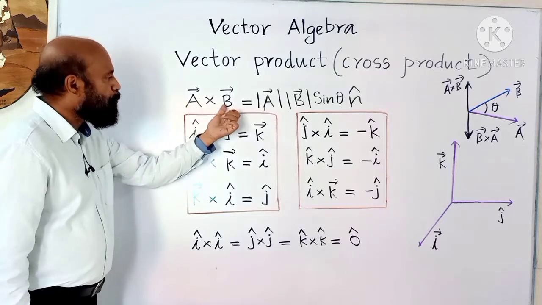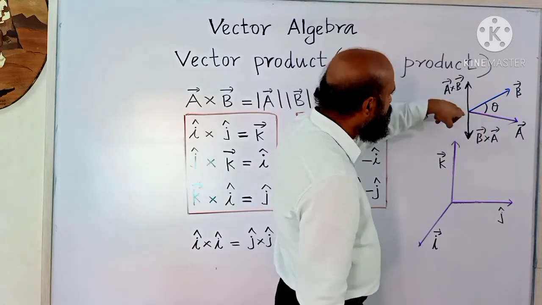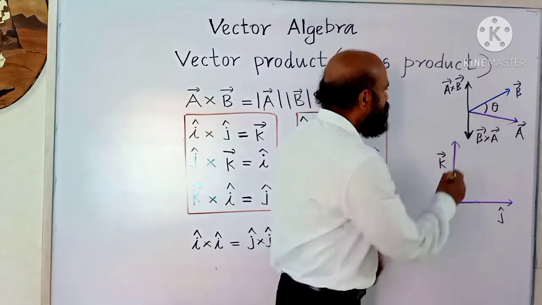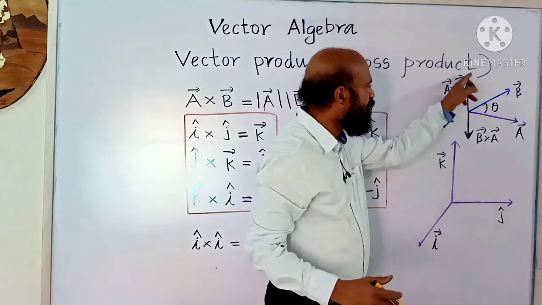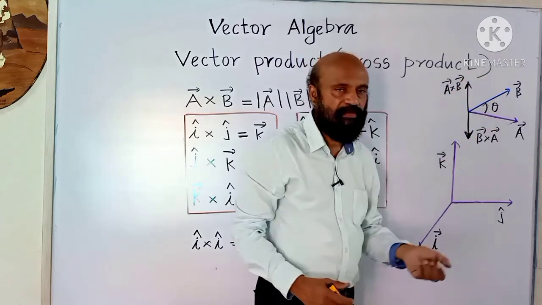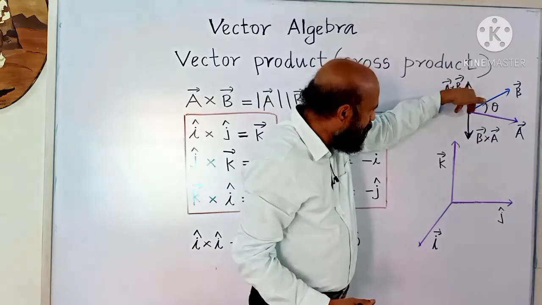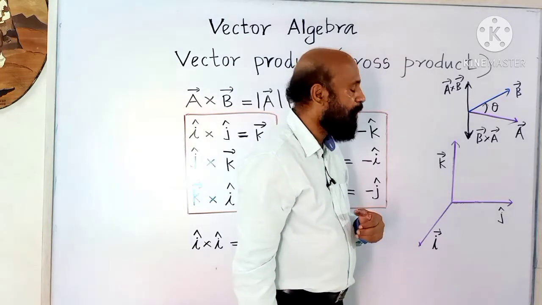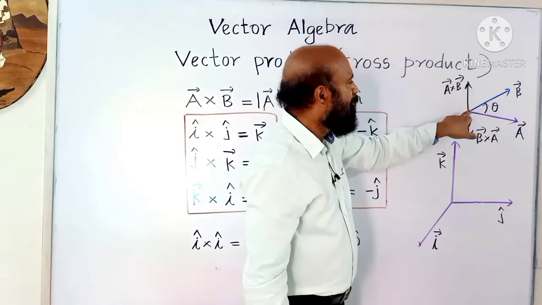Now A cross B is a vector in this direction. This is A vector, this is B vector, and the angle between them is theta. As per the right hand rule, it is in this direction. B cross A is a vector in this direction. So A cross B is not the same as B cross A, but its magnitude will be equal. The direction is different.